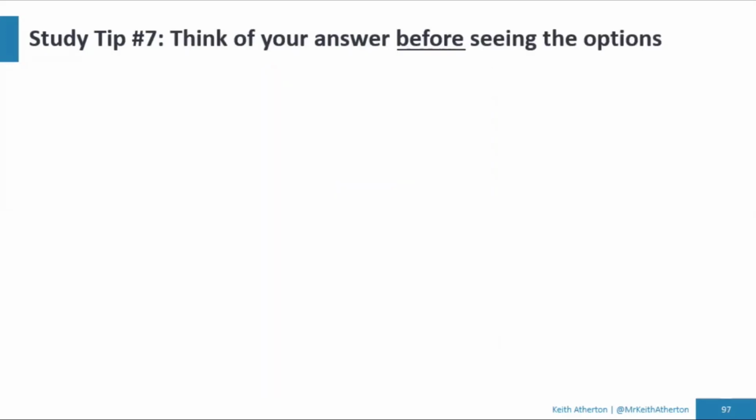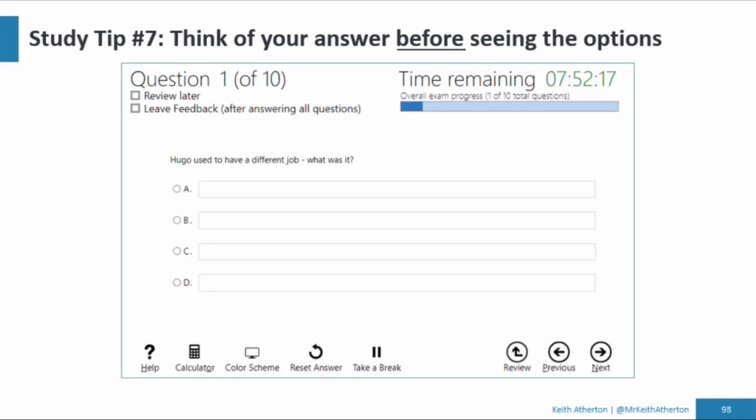And finally, one that works well for me, it's different for everyone, is when I see the question, I try and think of the answer before I see the options. Otherwise, I might get a bit biased. So hypothetically, if I was asked, Hugo used to have a different job, what was it? Now, I know something about food, something rings a bell. Do you know it? Well, let's see the options then.